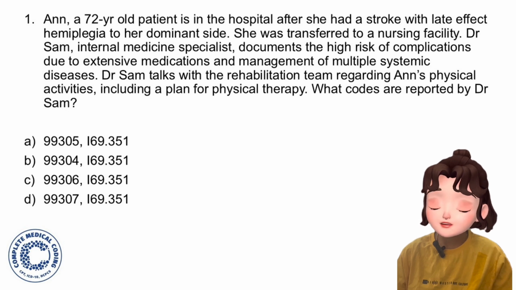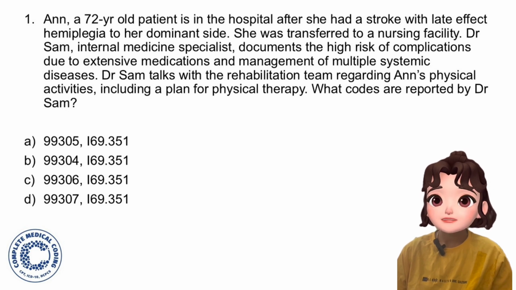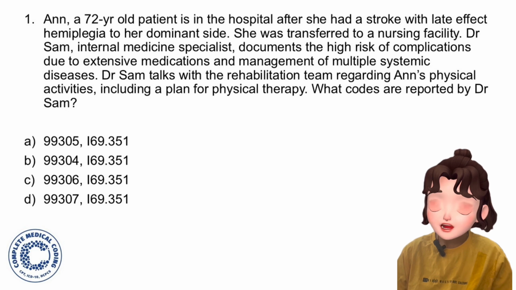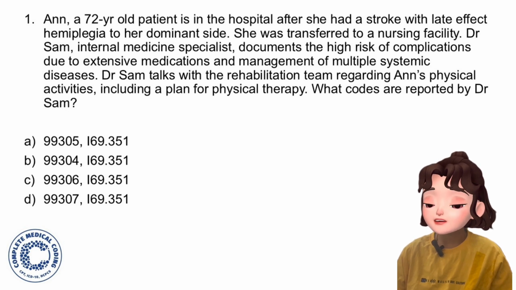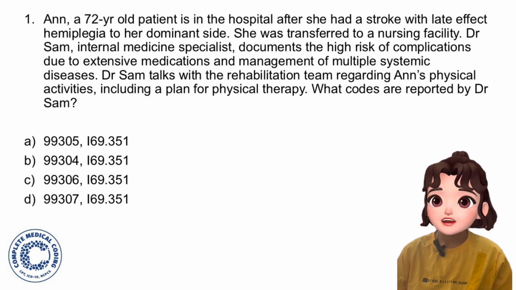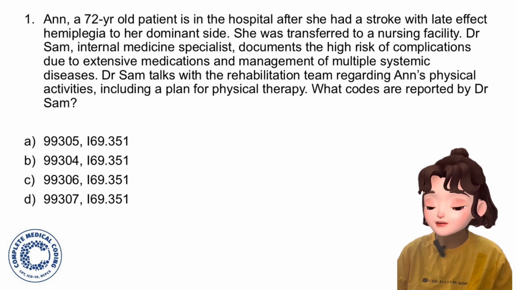Here 99304 is initial nursing facility care per day for evaluation and management of a patient. It requires a detailed or comprehensive history, a detailed or comprehensive examination, and medical decision making of low complexity. 99305 is the same initial nursing facility care, with comprehensive history, comprehensive examination and MDM of moderate complexity. 99306 is again initial nursing facility care, with comprehensive history, comprehensive examination and MDM of high complexity. 99307 is subsequent nursing facility care.